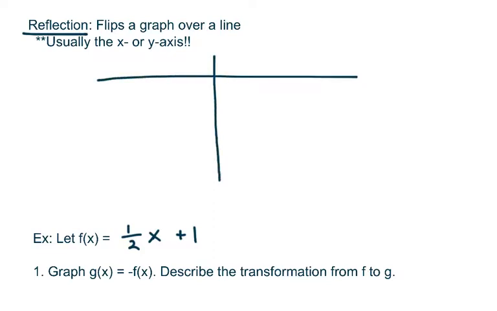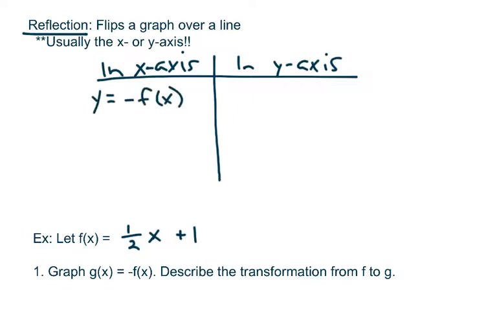Okay, so if we're reflecting it in the x-axis, you're going to see that terminology, in the x-axis or in the y-axis. The x-axis reflection is going to be y equals negative f of x. The y-axis reflection, y equals f of negative x. So the difference between the x-axis reflection and the y-axis reflection obviously is where the negative sign resides. In the x-axis, it's out in front of the entire function.